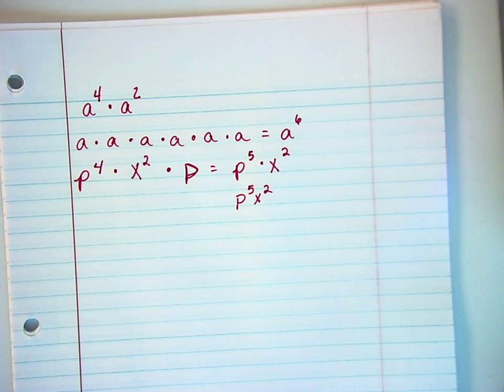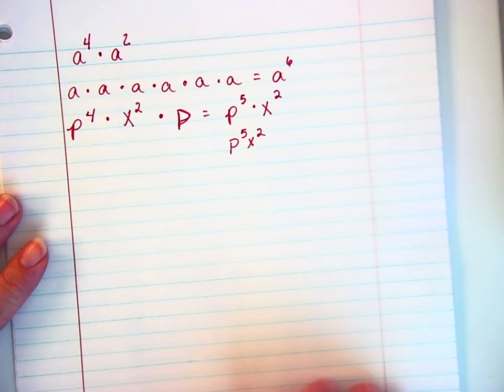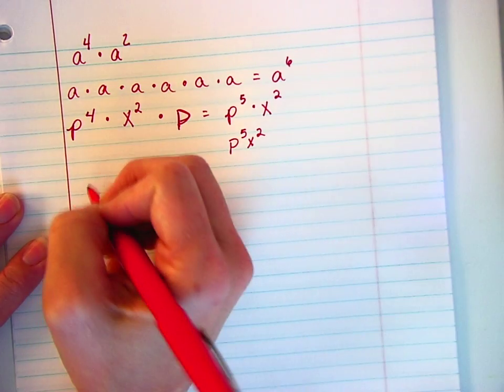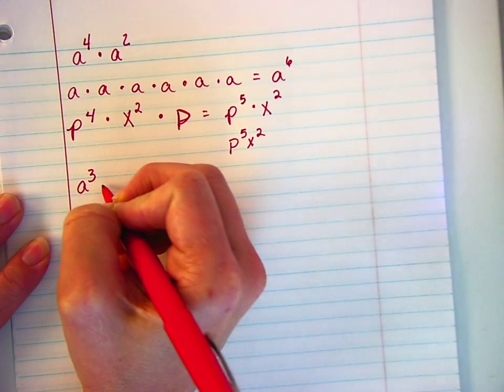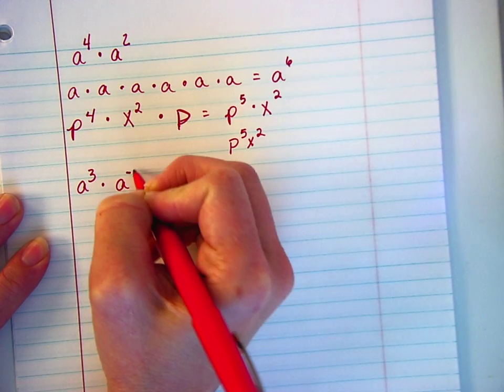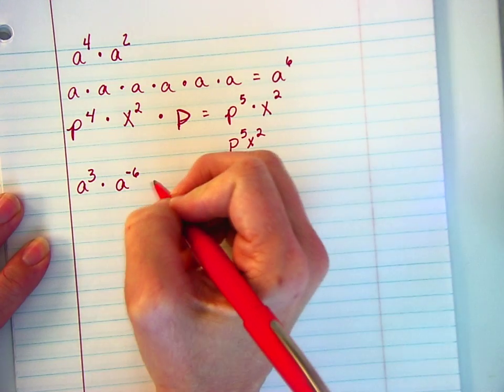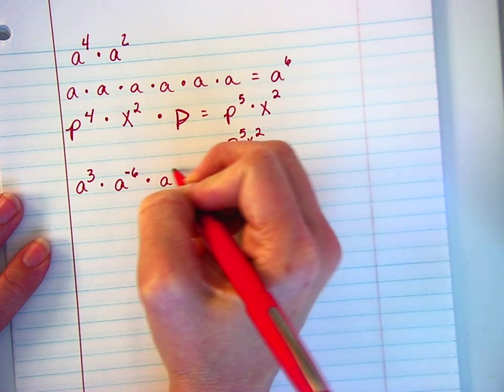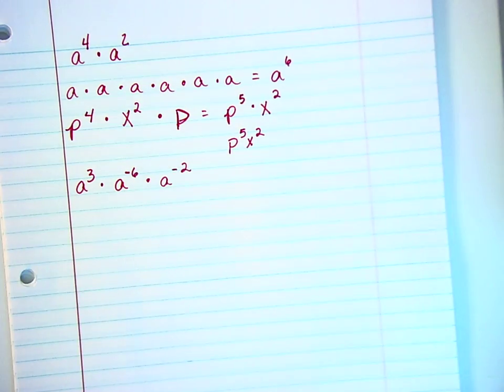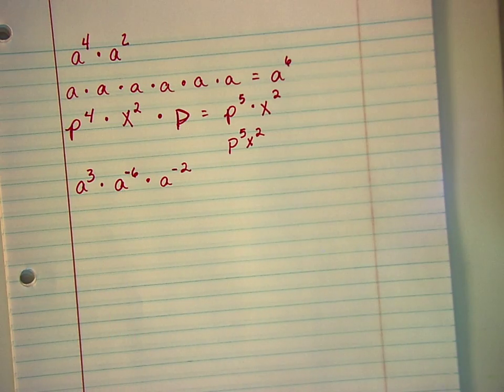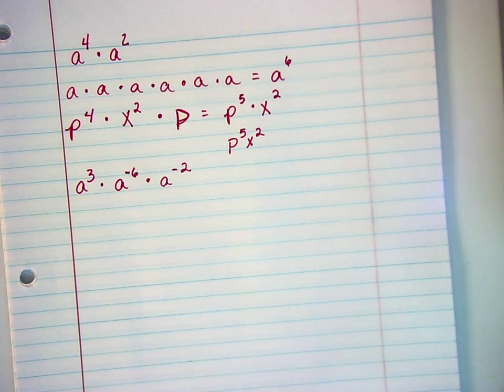Okay, let's try another one. I have a to the power of 3 times a to the power of negative 6 times a to the power of negative 2. Simplify it. Let me see your results whenever you get it.